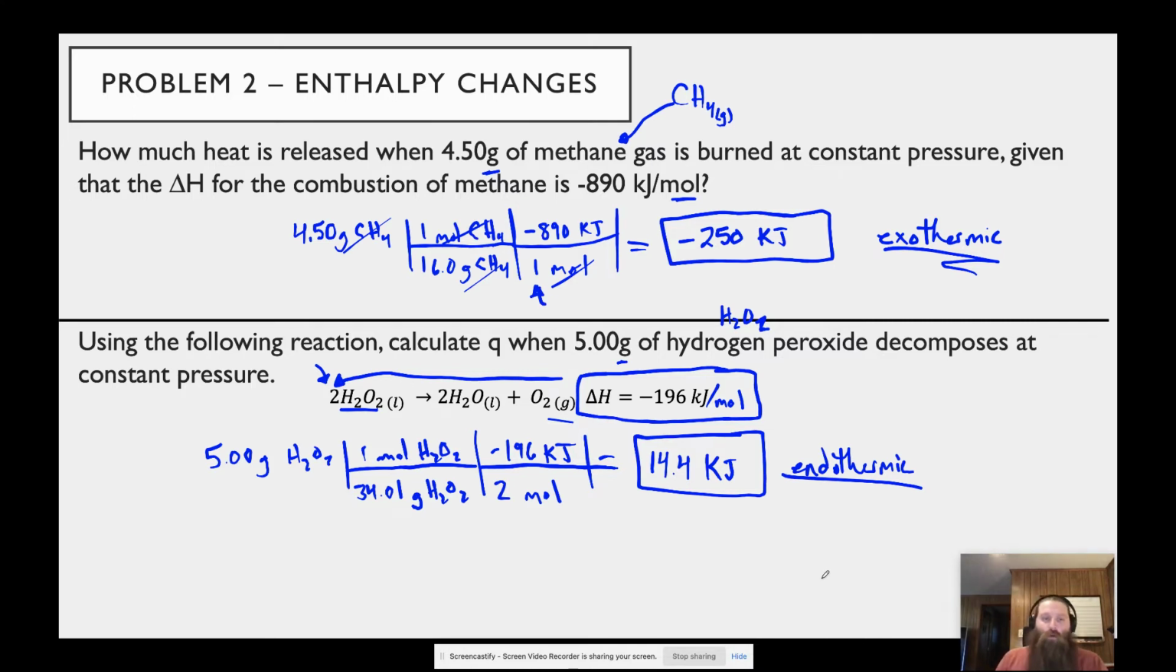So those are pretty simple. Once you've seen how to set them up, you're like, oh, okay, this is not as big a deal, right? So those are our enthalpy change problems. Just make sure that if you're given a setup like the second one, that you account for balanced coefficients. So this is our balanced coefficient.